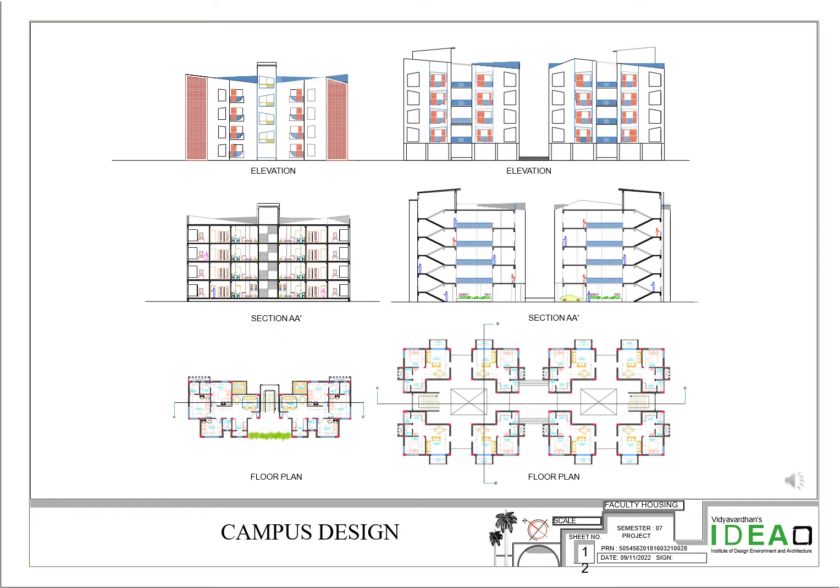The faculty housing consists of three types of buildings: 1 BHK, 2 BHK, and 3 BHK. Every building will have a small recreational area in the center.